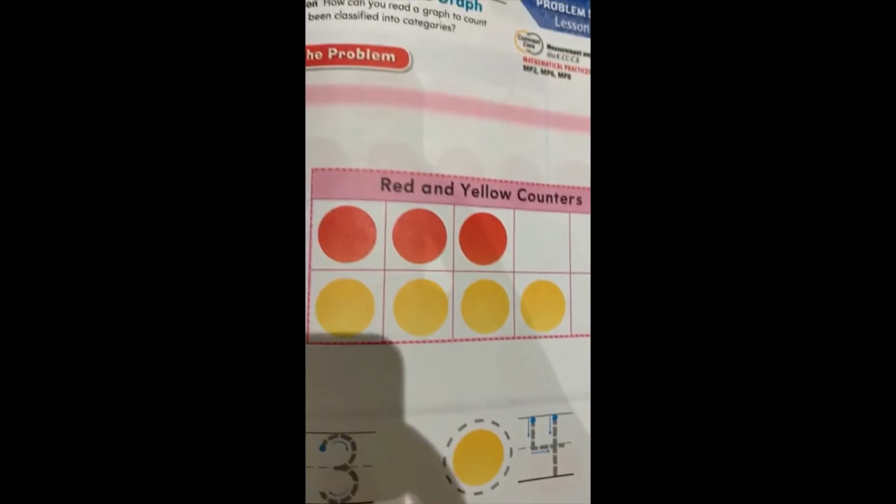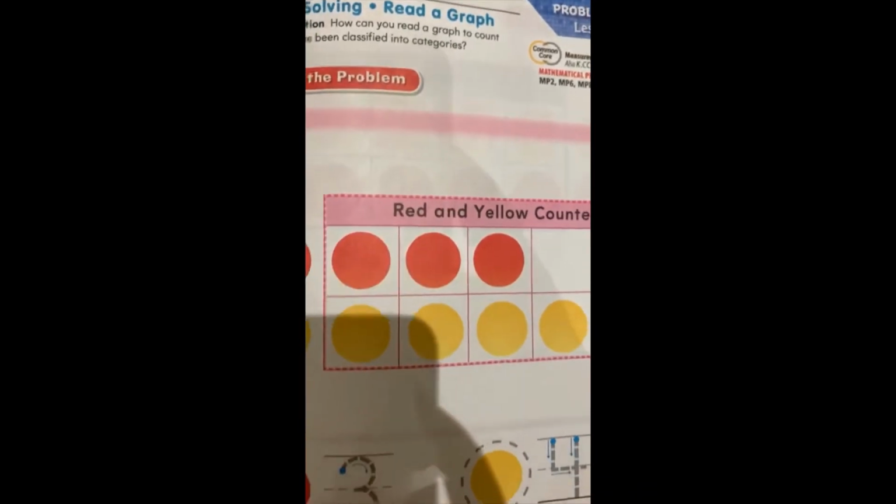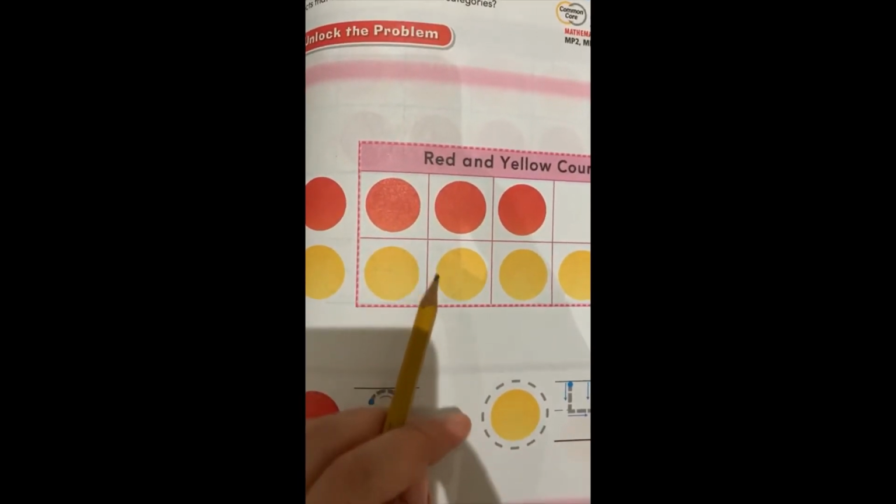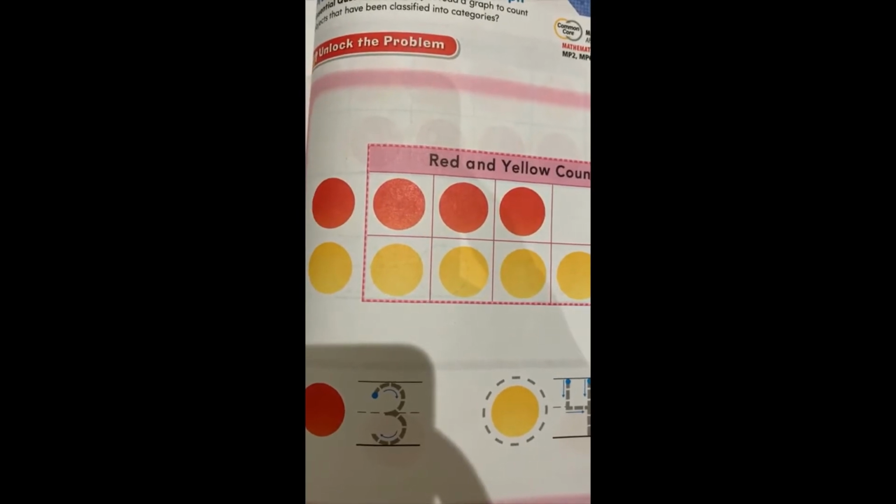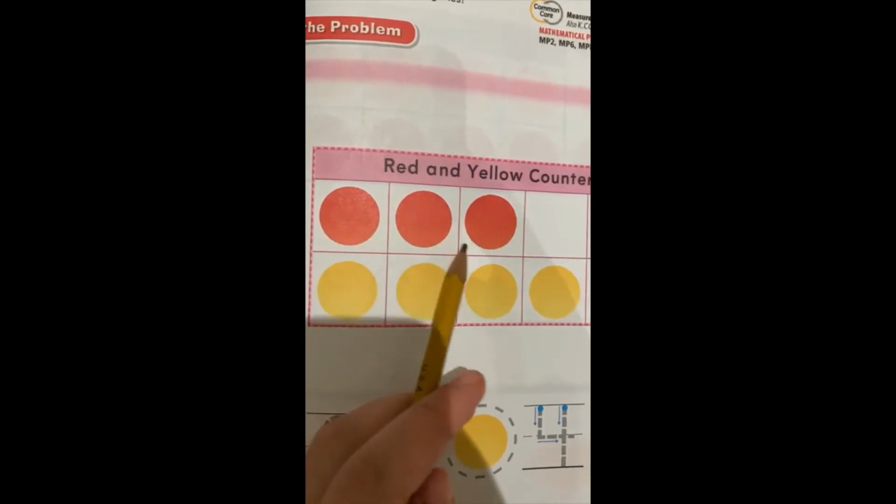Kids, please open math book page number 711. Today we will read a graph. For example, if Muna has this graph that shows red and yellow counters, how can Muna read her graph? By counting. Yes, by counting. We have to count how many red counters and how many yellow counters.